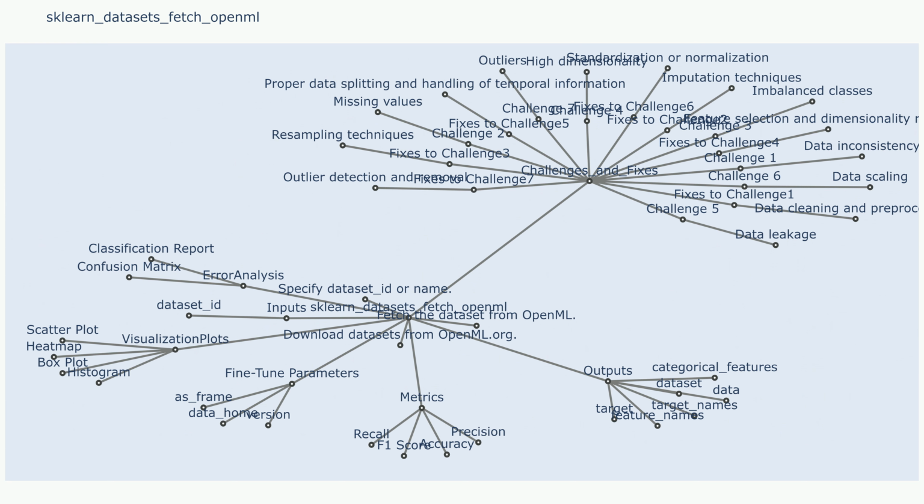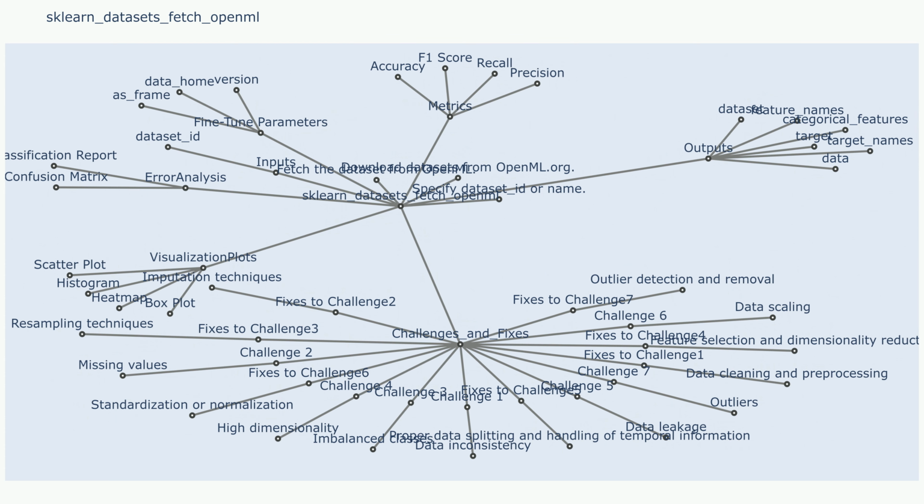Fixes to challenge 3: use the download on request parameter to delay the download until you actually need to access the data. This can save time if you only need to work with a subset of the dataset. Consider using a data streaming library like Dask to handle large datasets efficiently. Perform data preprocessing on a smaller sample of the dataset to optimize parameters and techniques before processing the full dataset.